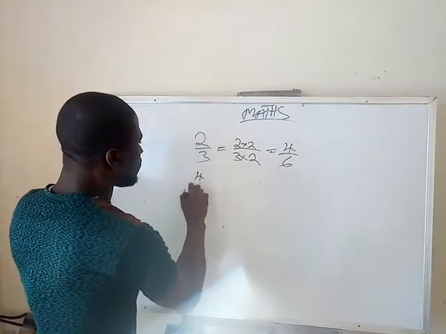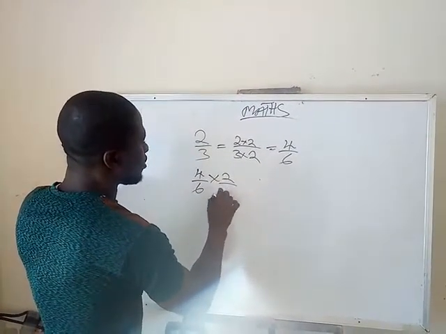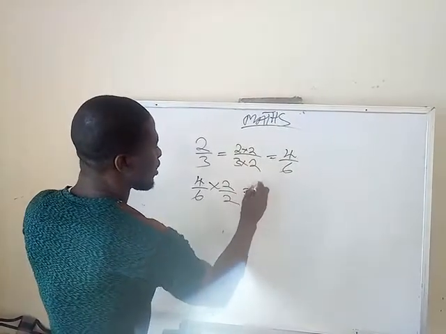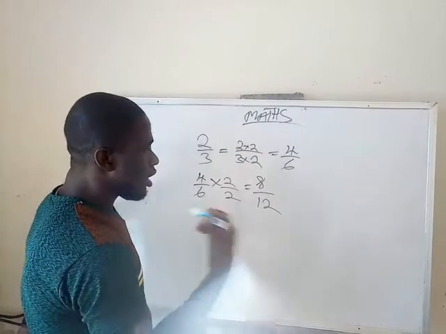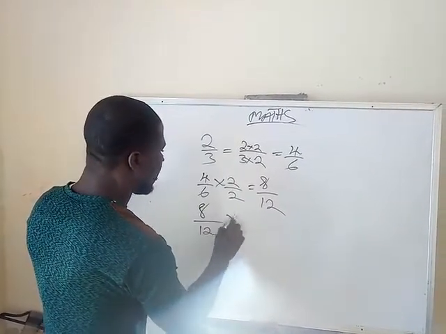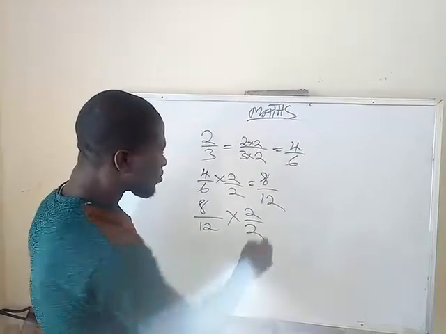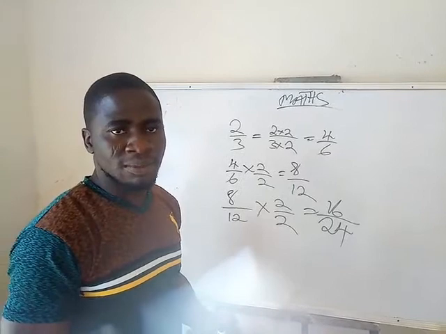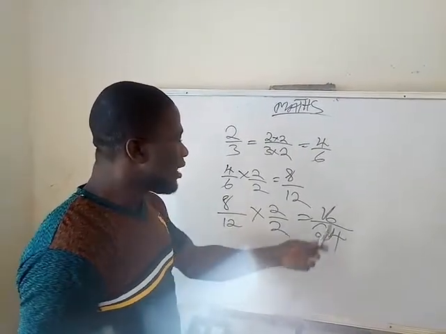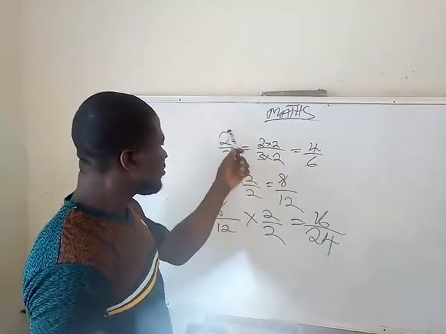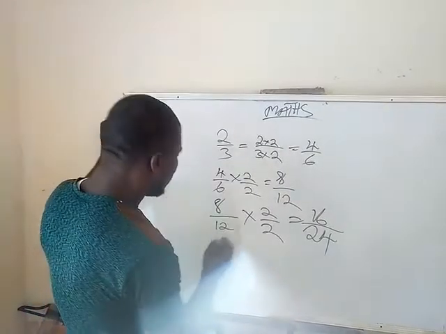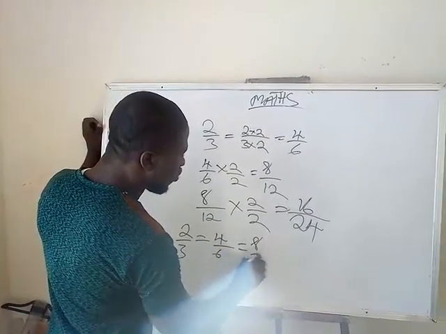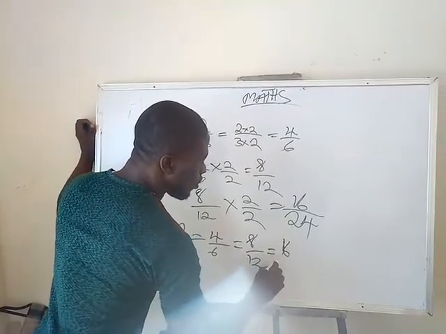You come down again, 4 over 6 times 2 over 2. In this case, you will have 8 over 12. If you continue, you have 8 over 12 times 2 over 2 equal to 16 over 24. As you can see, I'm using a particular number to multiply. I did not change anything. Even when we divide this by 2, we will divide it to the point that we get 2 over 3. So let's write the numbers: 2 over 3 is the same thing as 4 over 6, the same thing as 8 over 12, and the same thing as 16 over 24.